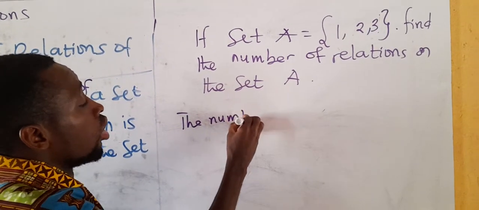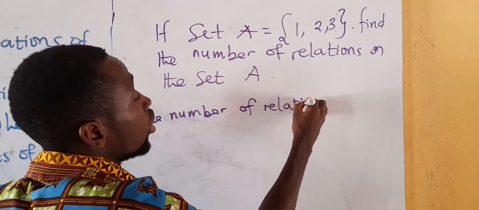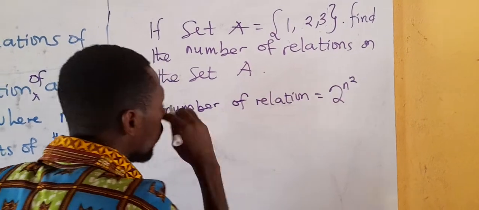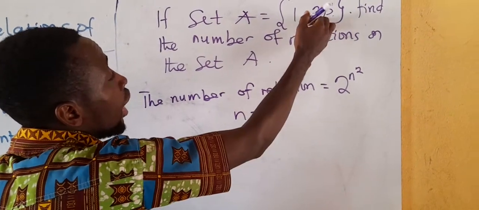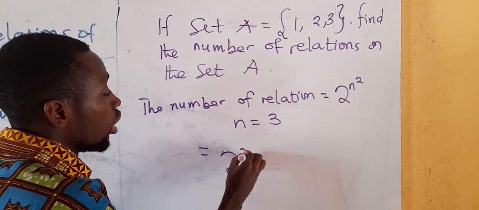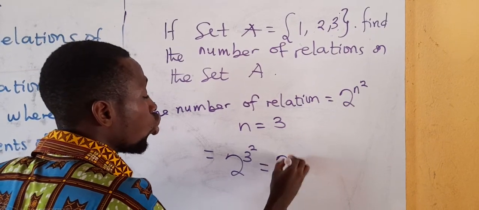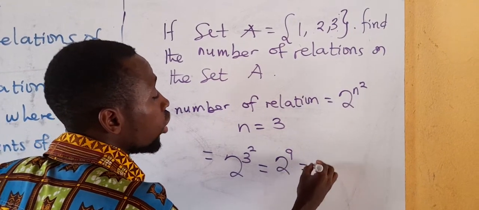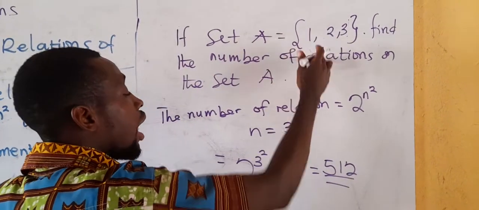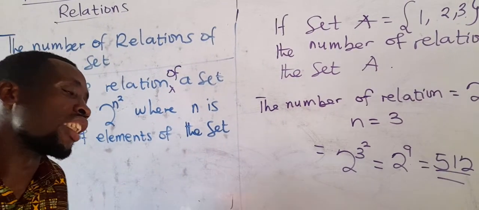So the number of relations will be equal to 2 exponent n squared, where n is equal to, how many elements do we have here? 3. So this will be 2 exponent 3 squared. 3 squared is 9. So we have 2 exponent 9. 2 exponent 9, I'm sure it's 512. So this set can have 512 relations. I hope you get that.